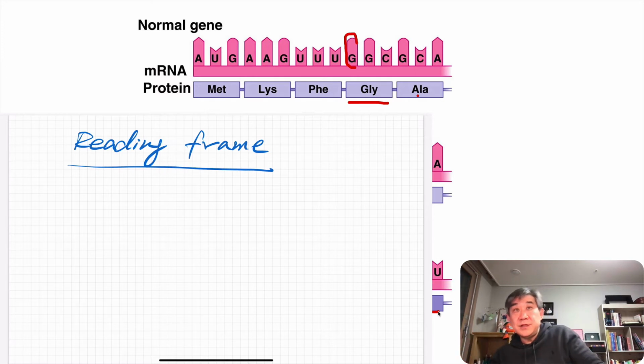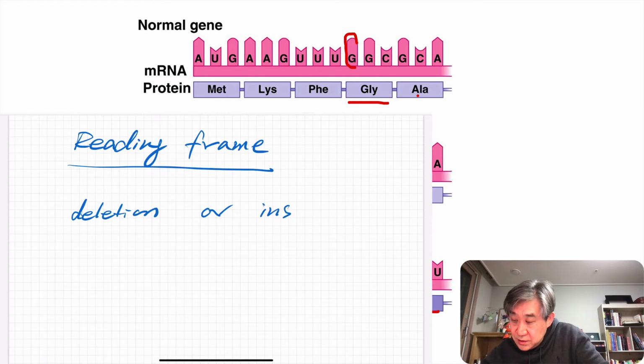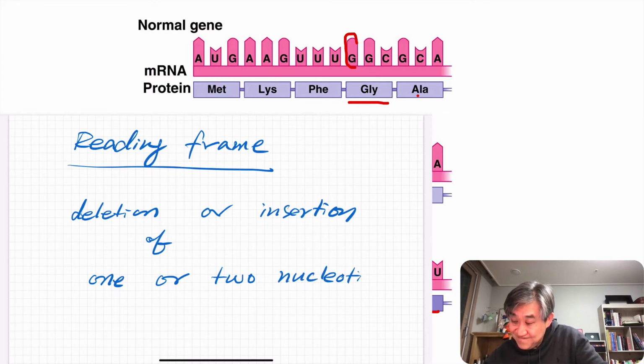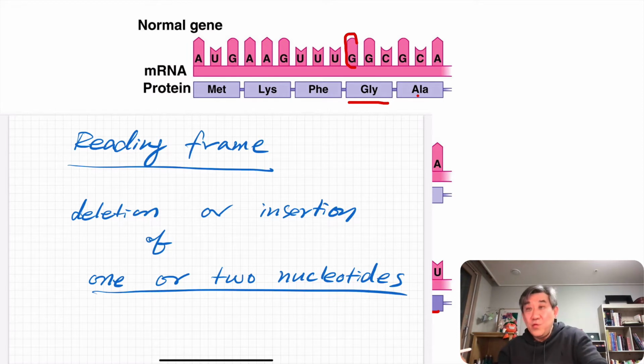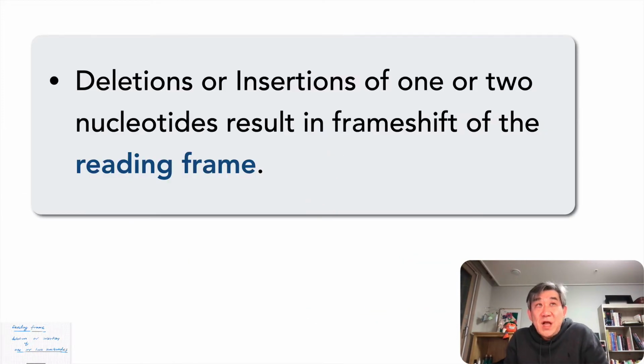Especially in the case of this single nucleotide alteration, either deletion or insertion of one or two nucleotides will cause this particular problem, so we will see. Deletion or insertion of one or two nucleotides will result in a frame shift of the reading frame.